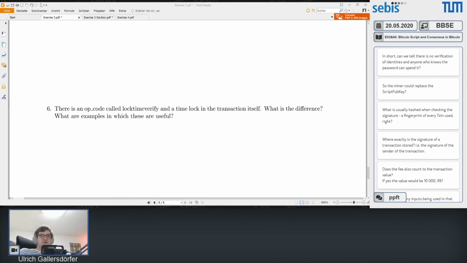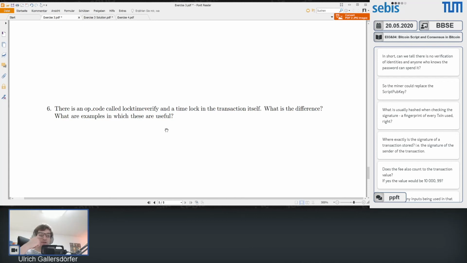For example, for this lock time verify code, you say, okay, I want to make sure that money cannot be spent for a certain period of time. For example, there are some startups out there who say, okay, we create this new blockchain and we want to collect some funds. They should not be able to access these funds for a certain period of time. So they want to make sure that they will get it.